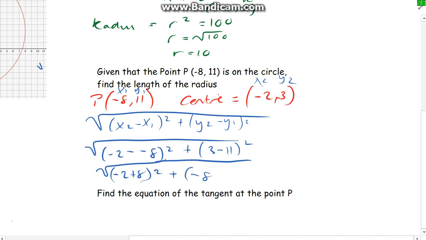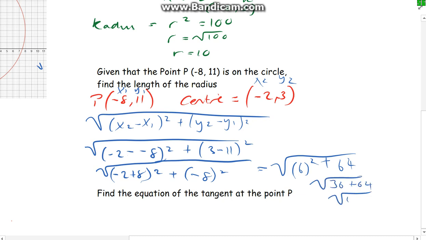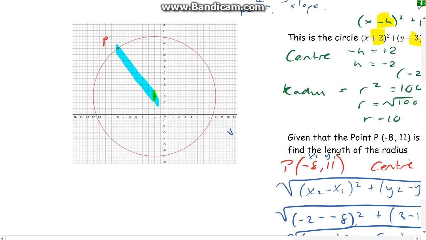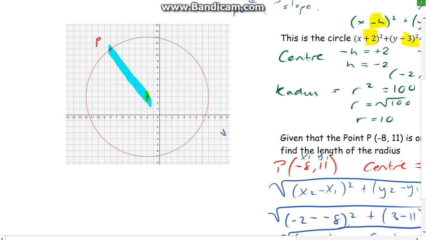Square root of (minus 2 plus 8) all squared plus (minus 8) all squared. That will give us the square root of, minus 2 plus 8 is 6 squared, plus minus 8 squared is 64. So 6 squared is 36 plus 64, that's the square root of 100. We know root 100 is 10, so your radius is equal to 10.